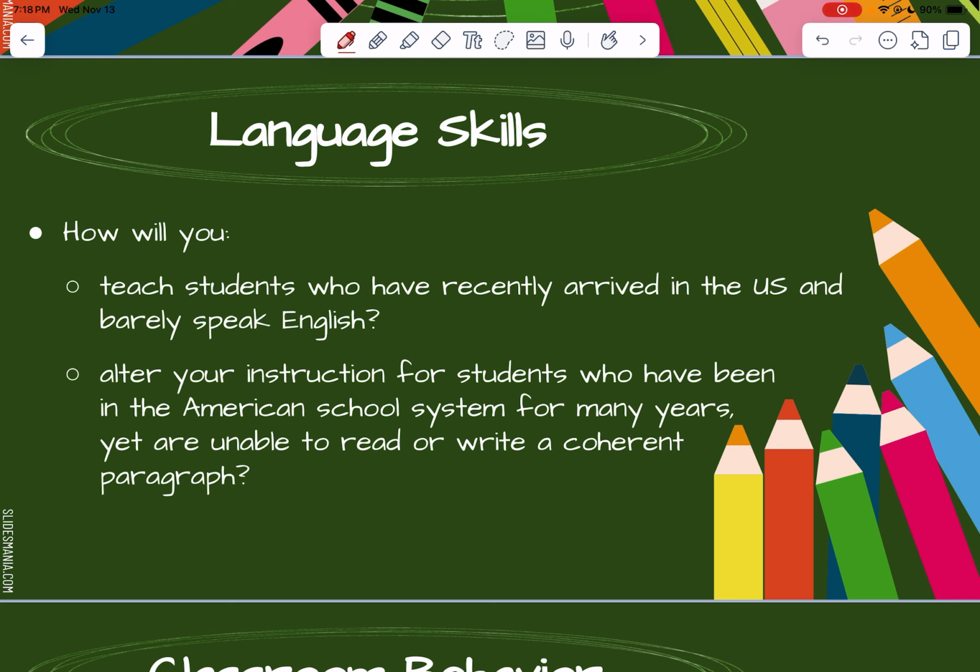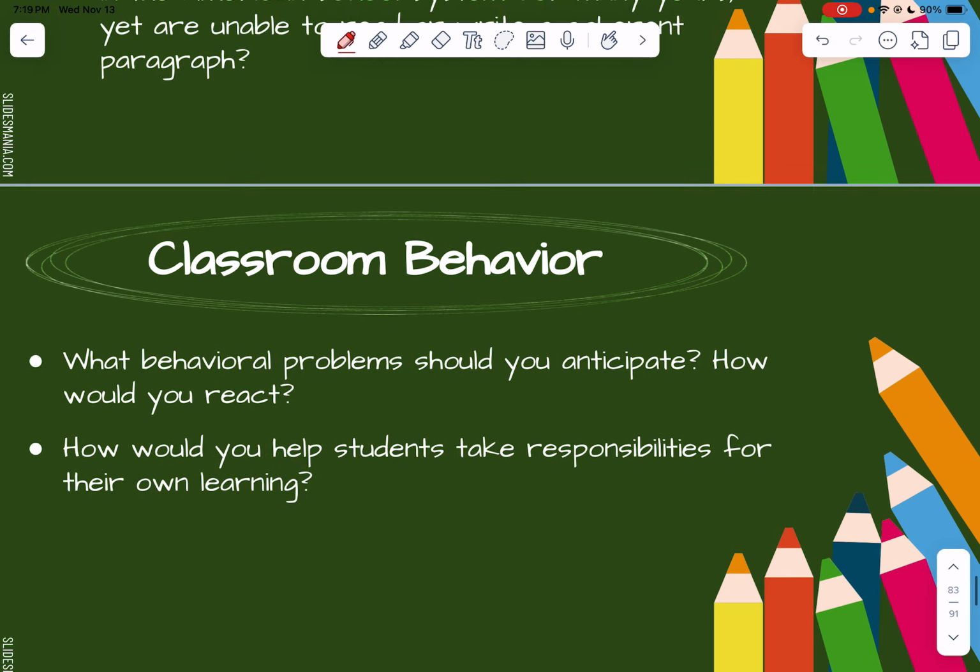So you need to be able to alter your instruction for students who have been in the American school system for many years, yet are unable to read or write a coherent paragraph. So not only are you going to get students that are fresh off the boat or the plane, but you're also going to have students who, due to either some sort of disability or just inability, will be unable to do basic skills that are needed for coursework.